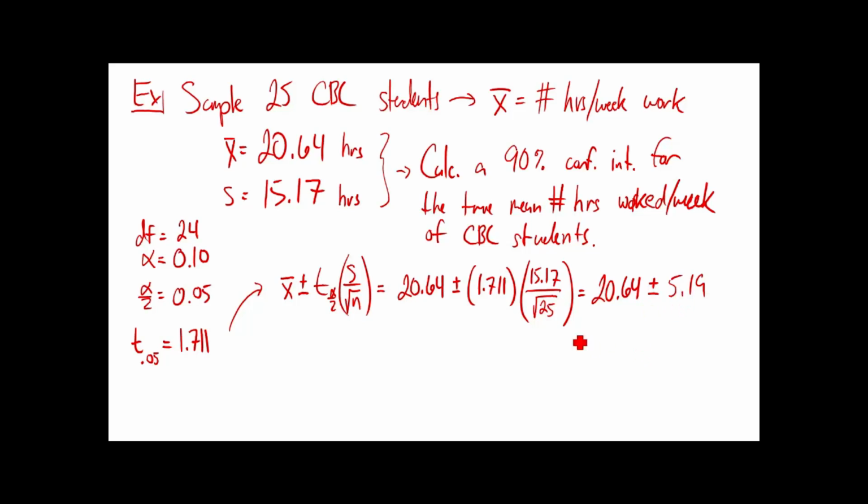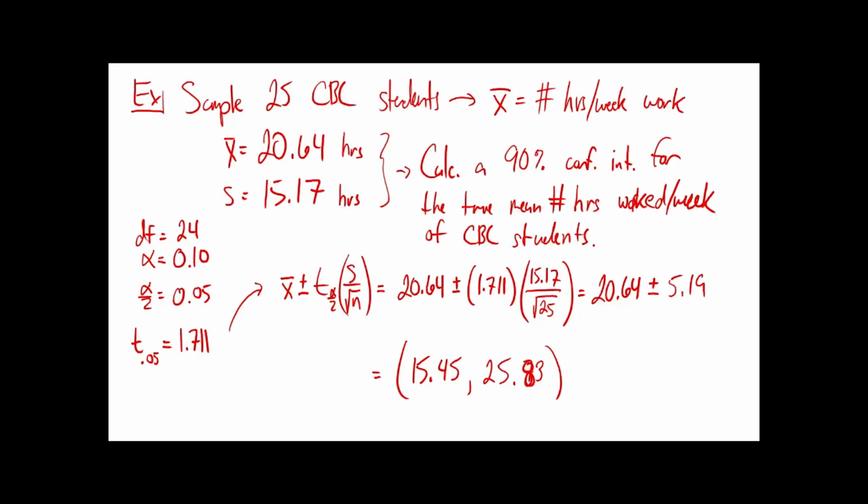So then our actual interval would be what? So 20.64 minus 5.19, that would take you down to what? 15.45? Is that right? Somebody confirm that. Okay, cool. And then it would take you up to 25.83. Yeah, 25.83. Good catch. All right.